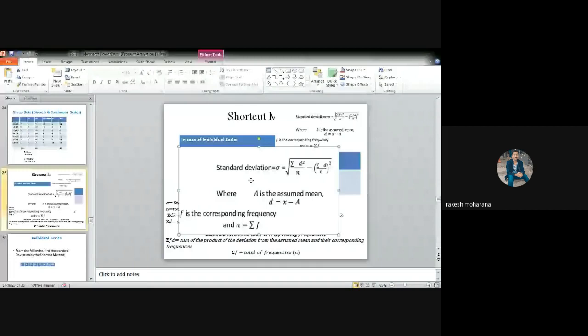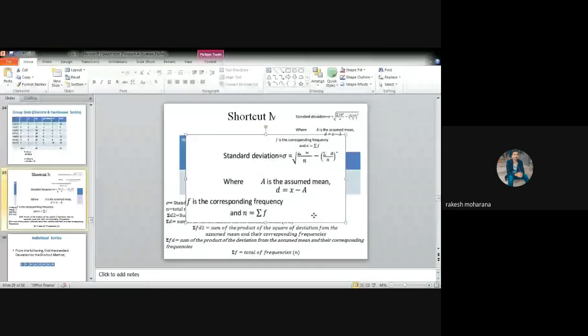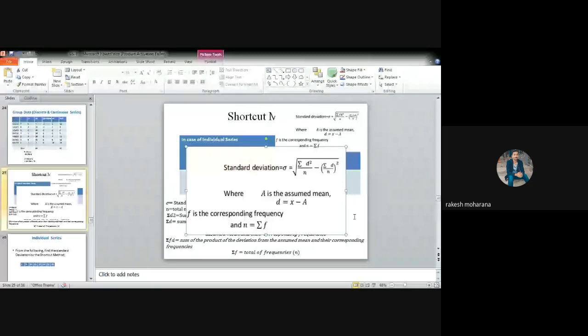This bigger one belongs to your individual series. So here write down sigma equals to square root of sum of d square divided by n minus sum of d divided by n whole square, where A stands for mean and deviation is x variable minus mean. Is it clear? Yes, sir.